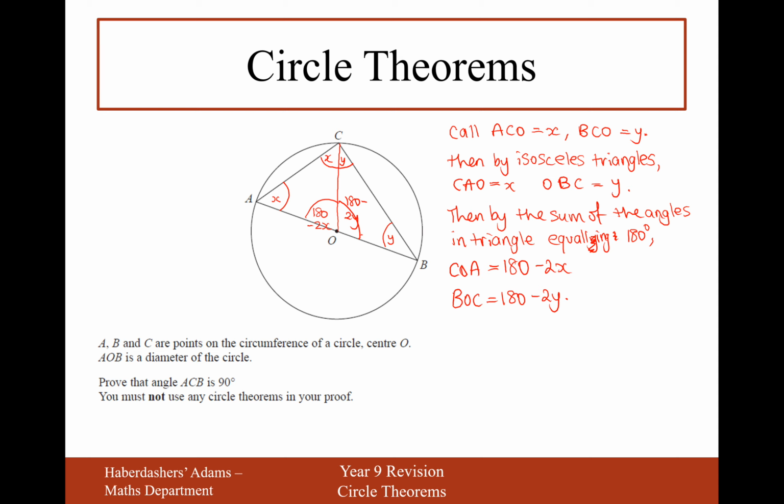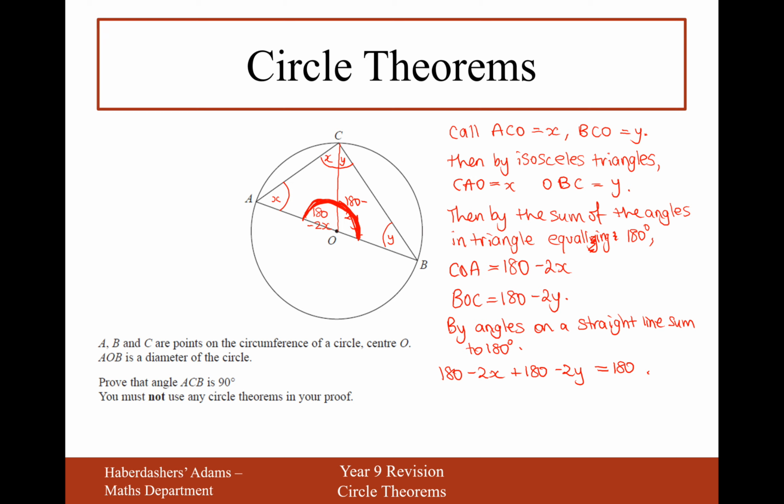Now what we also know is that this line here is a straight line. So these two angles that are on the straight line must add up to 180. So by angles on a straight line sum to 180, we know that 180 minus 2x plus 180 minus 2y will equal 180 degrees.